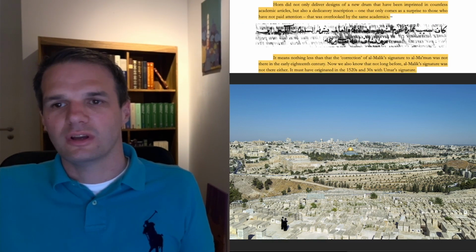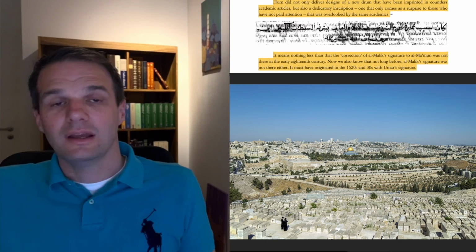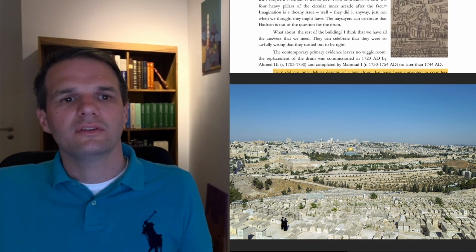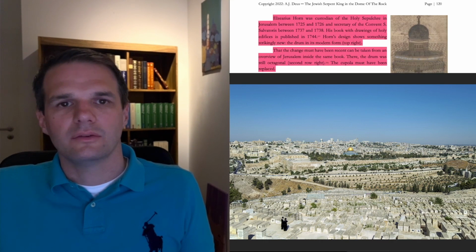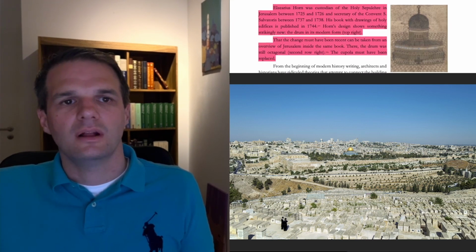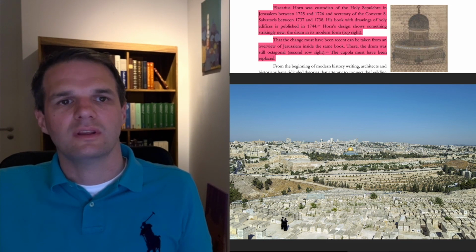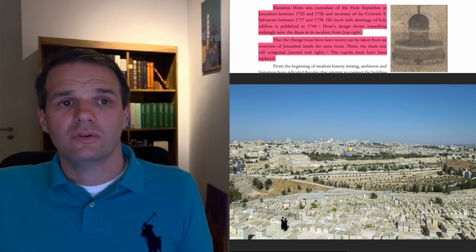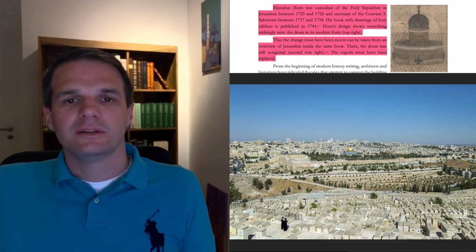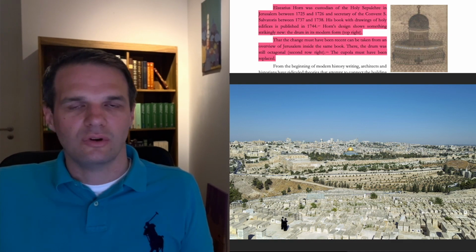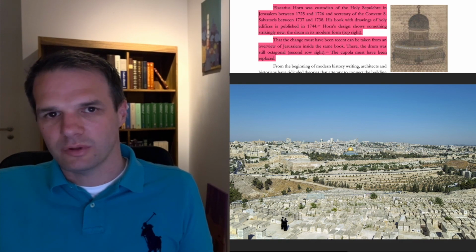Now we come to his coup de grace, his main piece of evidence, and let's read what he has to say. Maybe I should read a bit more. So last time we already looked at this picture here. I'll just read this again. Elzevarius Horn was a custodian of the Holy Sepulchre in Jerusalem between 1725 and 1726, and secretary of the convent Saint Salvatoris between 1737 and 1738. His book with drawings of holy edifices is published in 1744. Horn's design shows something strikingly new, the drum in its modern form. And now, as we've seen, the drum clearly has always been round. So it wasn't something strikingly new. We've seen it on drawings, but even more so in all the accounts of the pilgrims.